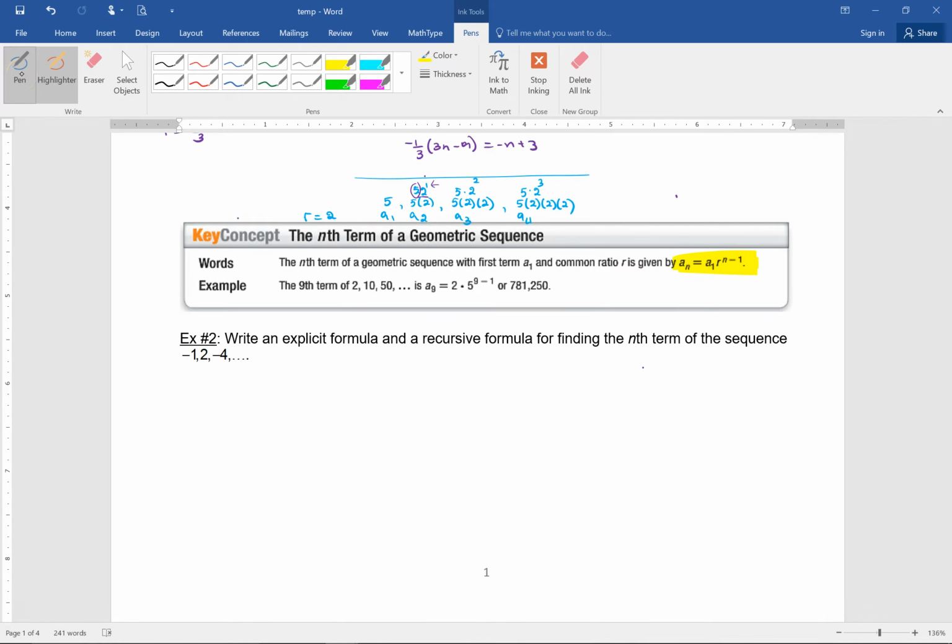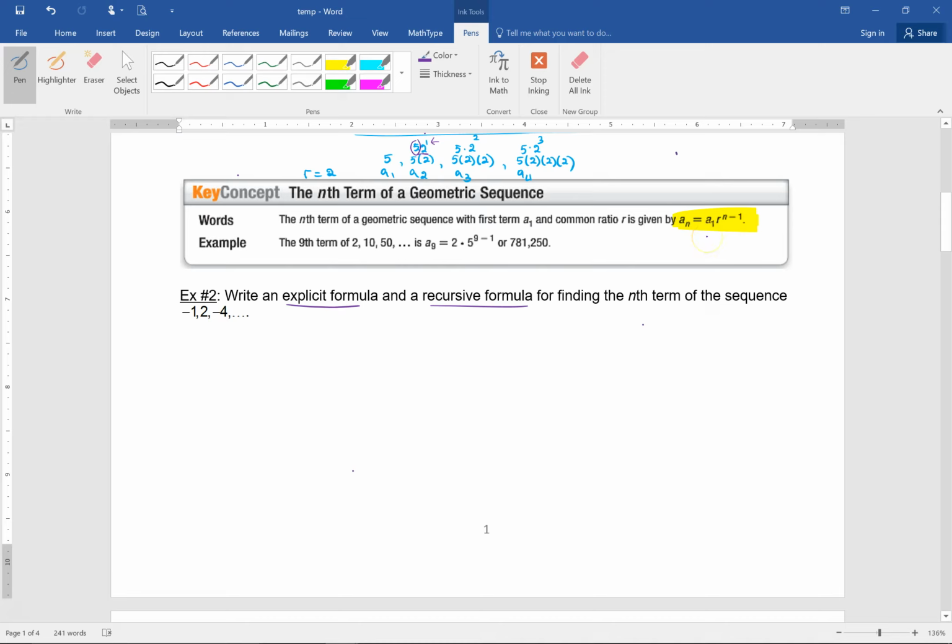For this one, it says to write an explicit formula and a recursive formula. For the explicit formula, this is the one we're going to use: an is a1 times r to the n minus 1. What's a1 here? Negative 1. How much is r? We need to find r. It's 2 divided by negative 1, which is negative 2. That means an is equal to a1, which is negative 1, times negative 2 to the power of n minus 1. And that is your answer. You cannot multiply negative 1 and negative 2 and get positive 2. Order of operations doesn't allow it.